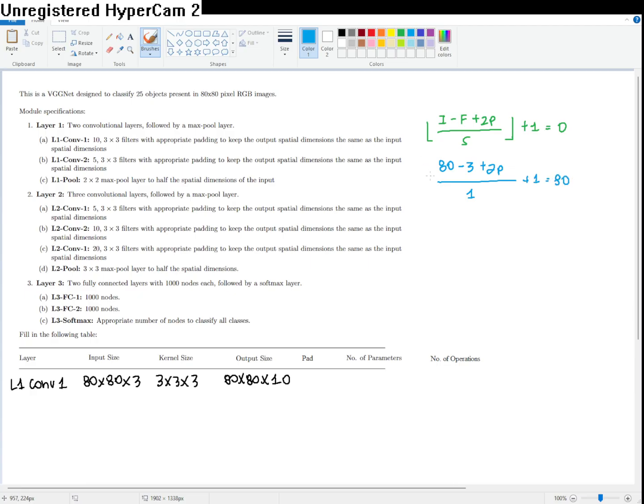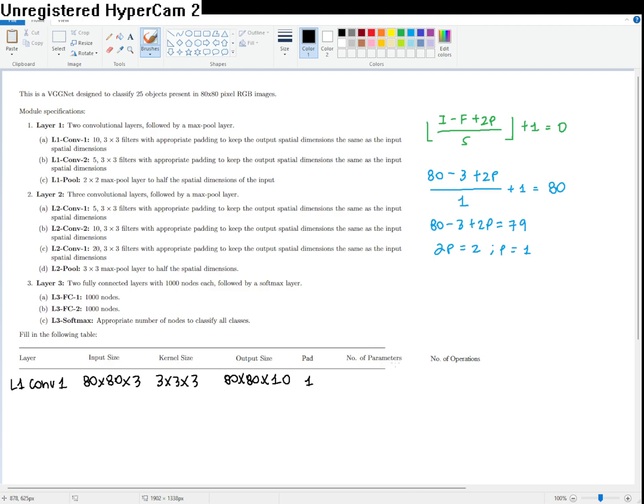We have this floor here, but I'm just going to remove those. How do we solve this? Let's subtract 1 and multiply by 1. We're going to have 80 minus 3 plus 2 times the padding equals 79. And then let's calculate this. 80 minus 3 is 77. We subtract 77 from both sides. 2 padding equals 2. The padding equals 1. That's a reasonable number.